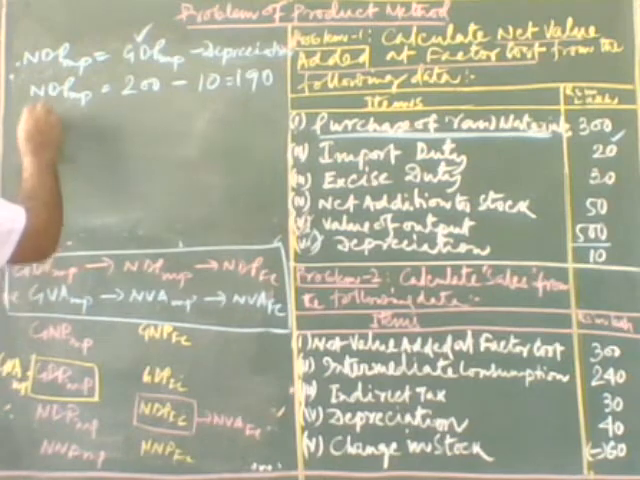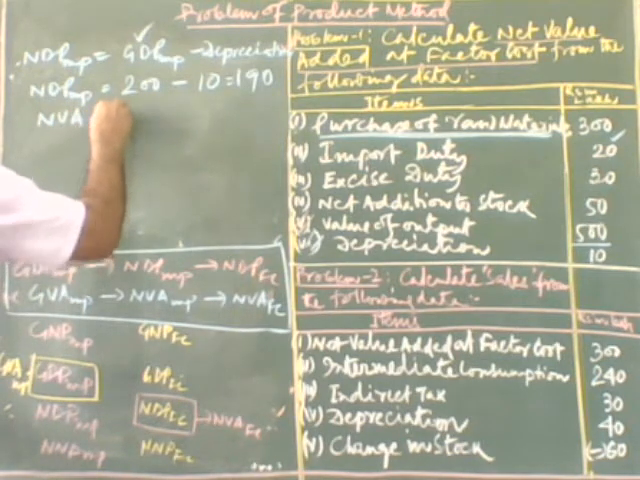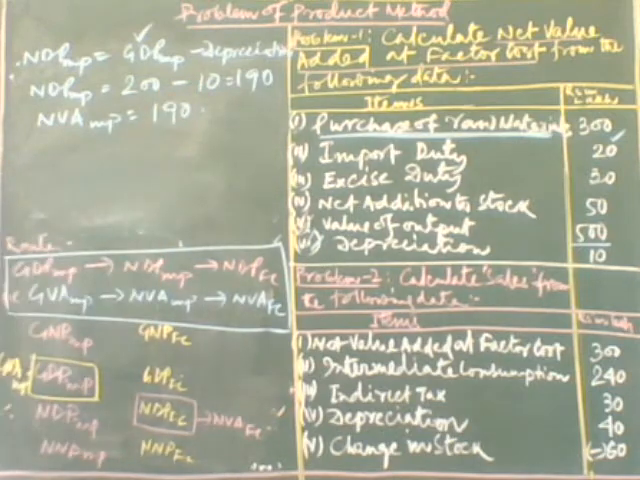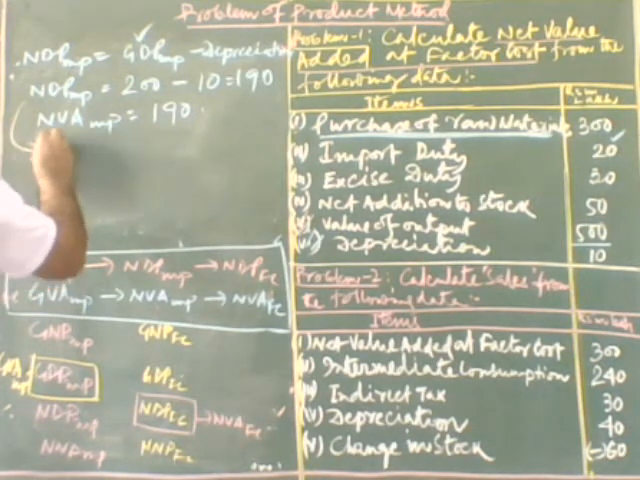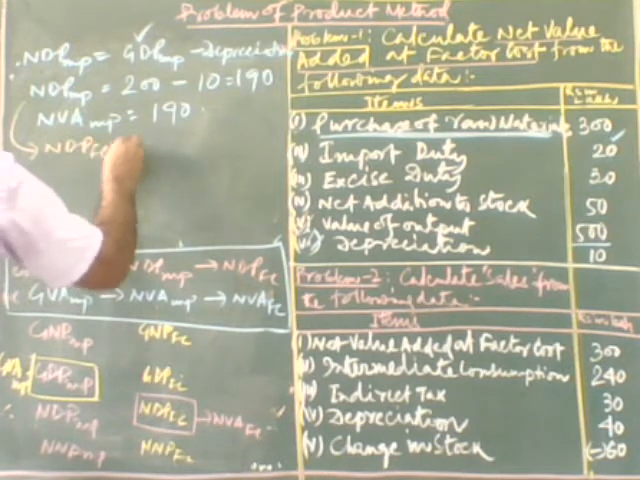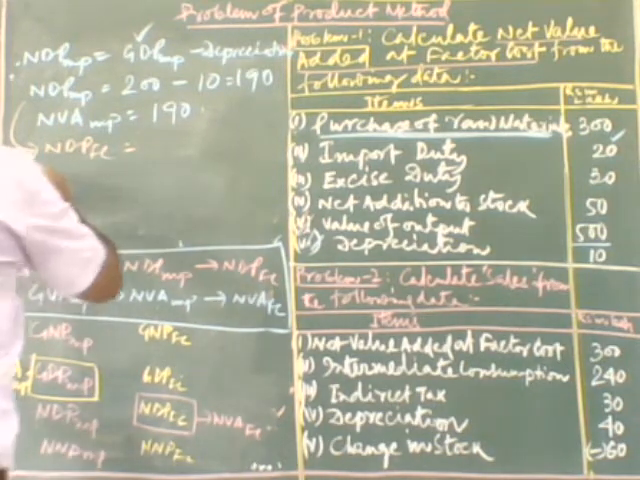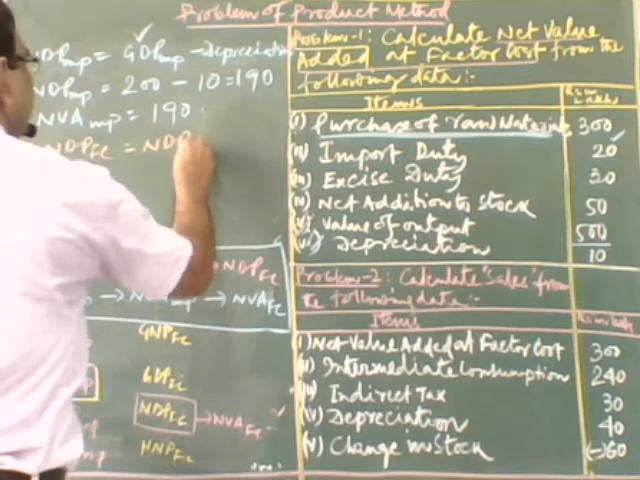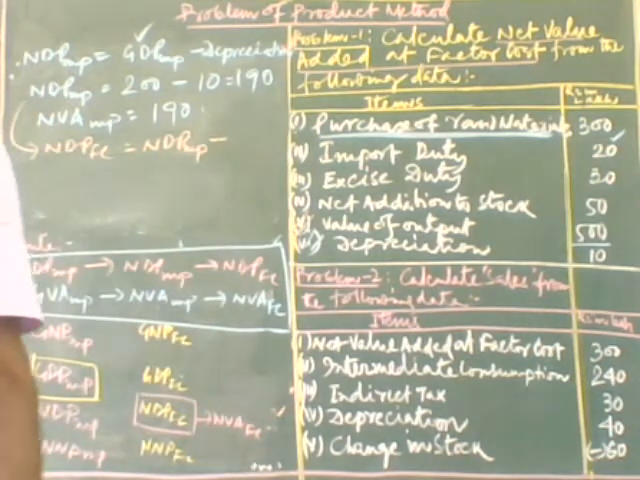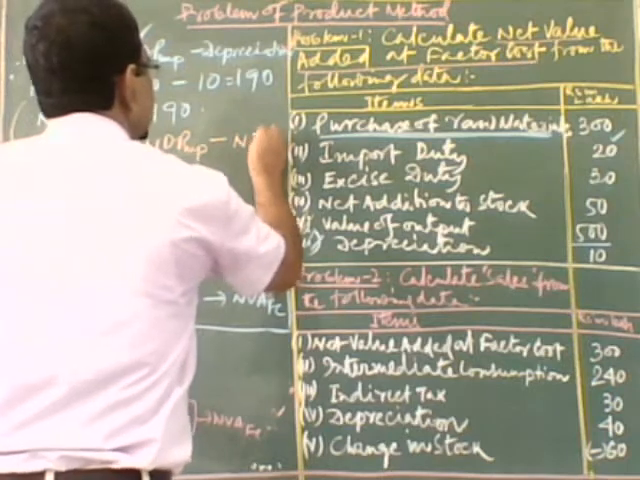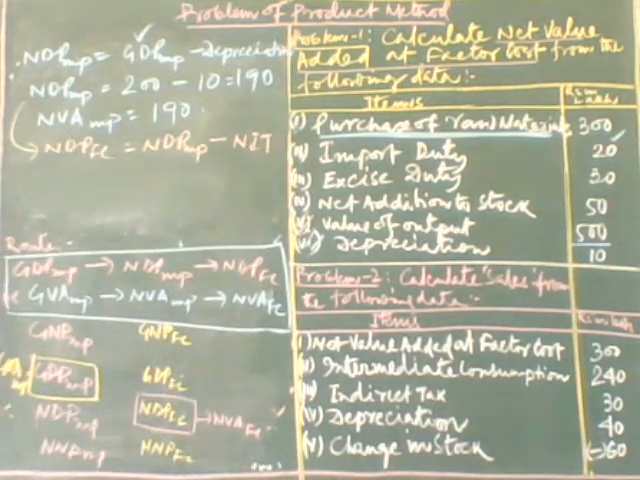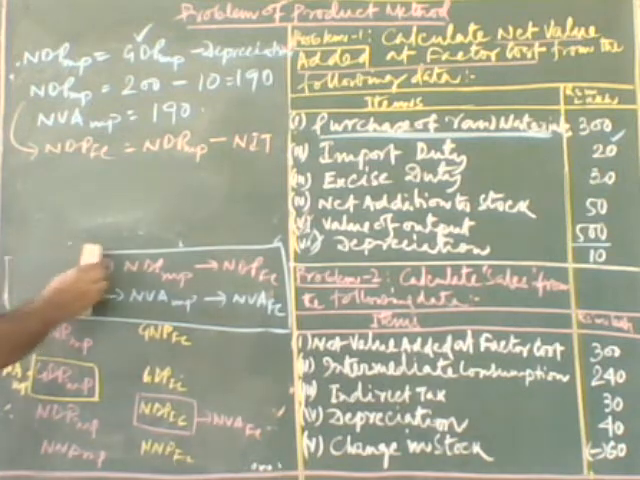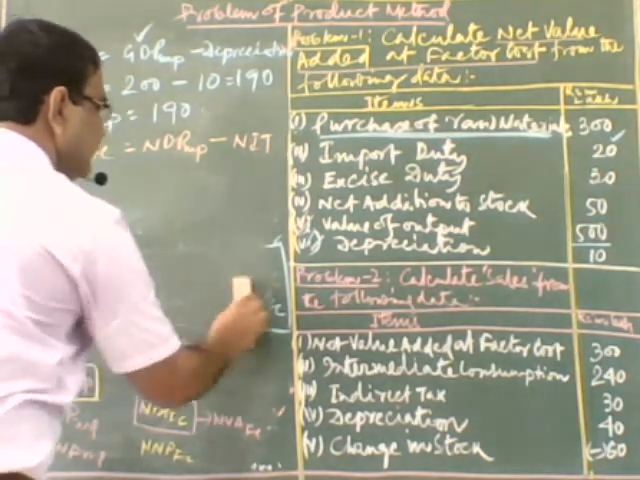That means NVA market price is 190. Now we have to calculate the value of NDP factor cost. NDP factor cost is equal to NDP market price minus NIT. Now we have to calculate the value of NIT.